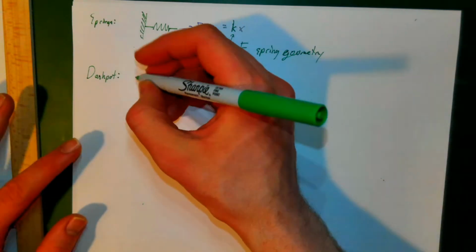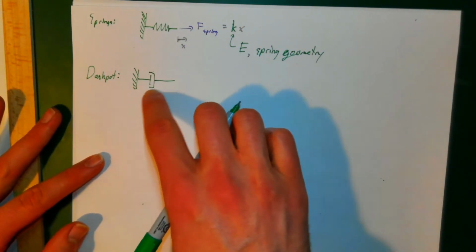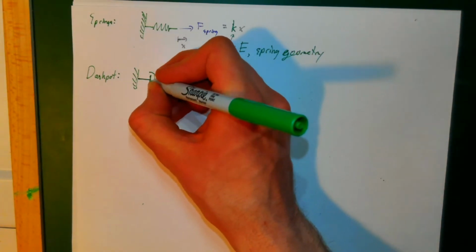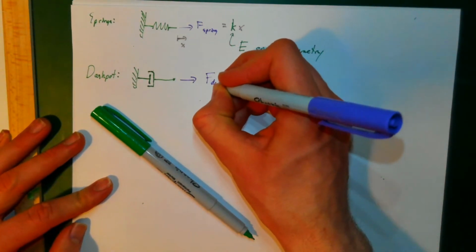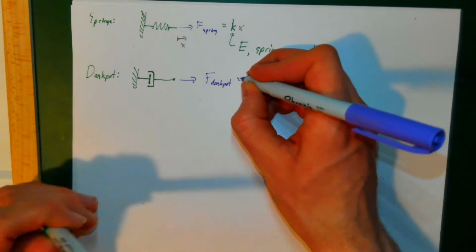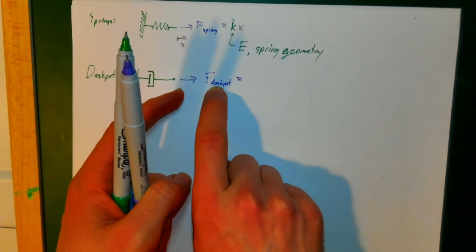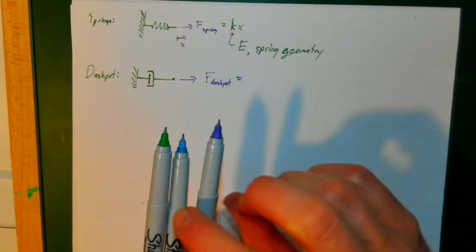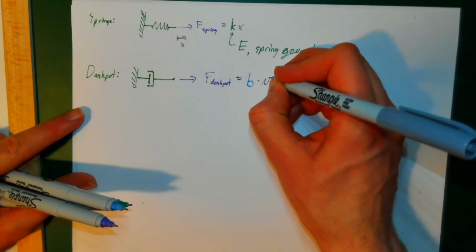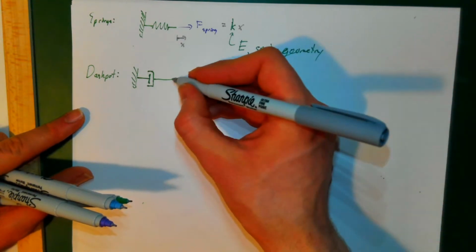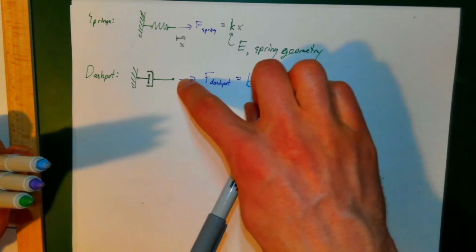The idea with a dashpot, its schematic or cartoon representation, is a plate with a kind of cup around it. And the idea with a dashpot is that its force is not proportional to how much you've stretched it. The more I stretch a spring, the more force there is. But with a dashpot, the force is proportional to how fast I'm deforming it. We can characterize it with this constant B times the velocity of the part that's moving, the plunger or the cup, or the end.